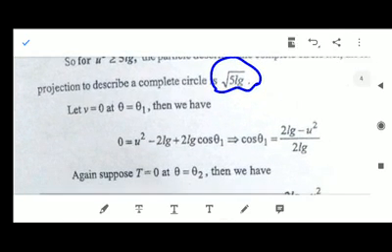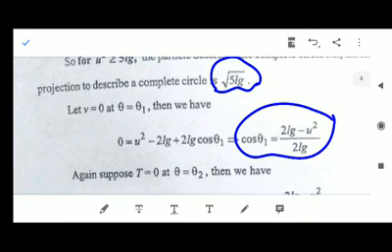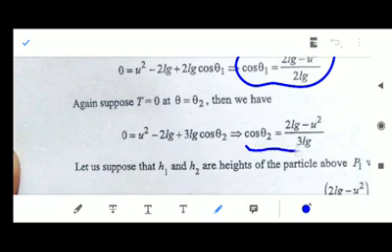Now let v equal to 0 at theta equal to theta 1. Now we have to find when particle stops. So v equal to 0 at theta equal to theta 1, from this relation we get the value of theta 1 as cos theta 1 equal to this one. Now again, suppose T equal to 0 at theta equal to theta 2, when tension is 0, then putting T equal to 0 in the expression for T, we get cos theta equal to this one.